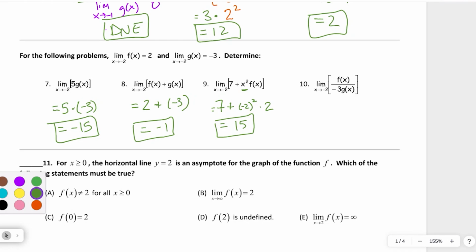Now we've got the limit as x approaches negative 2 of f of x over negative 3 times g of x. So this is going to be 2 divided by negative 3 times negative 3, which will be 2/9.